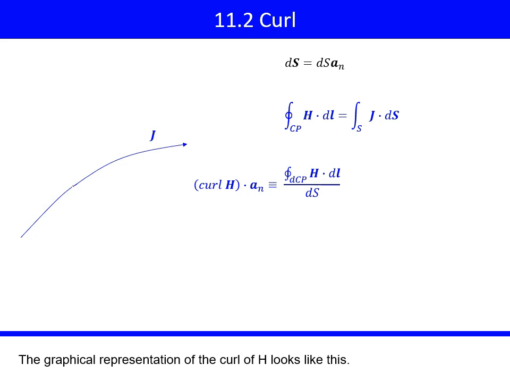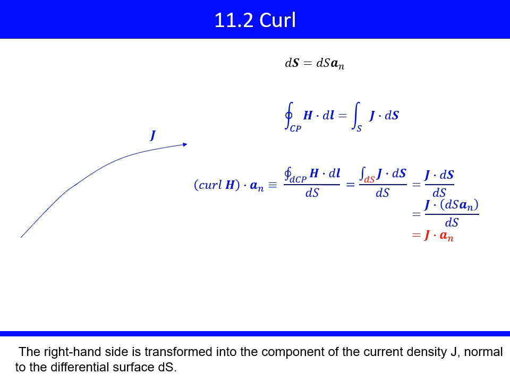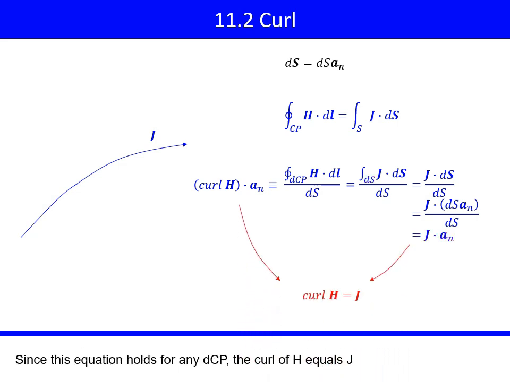The graphical representation of the curl of H looks like this. The right-hand side is transformed into the component of the current density J, normal to the differential surface ds. Since this equation holds for any dCp, the curl of H equals J.